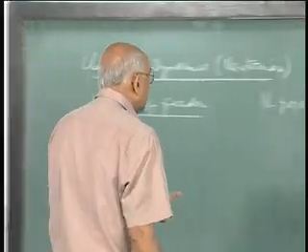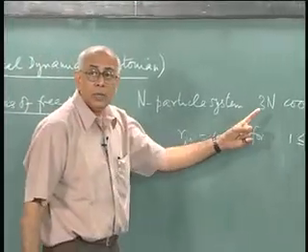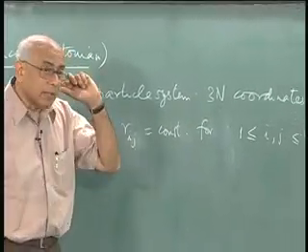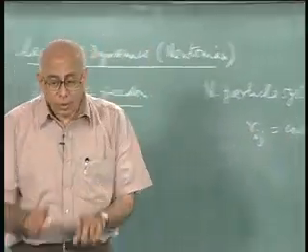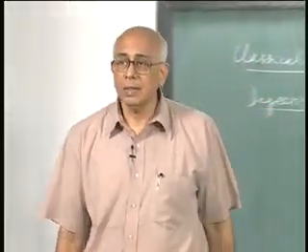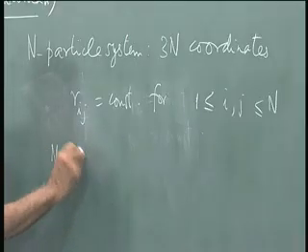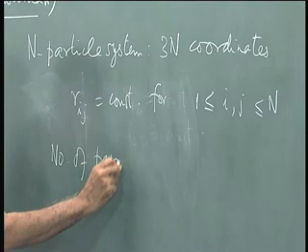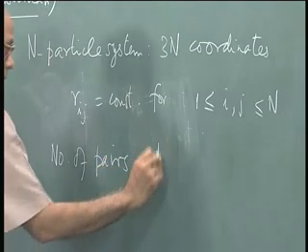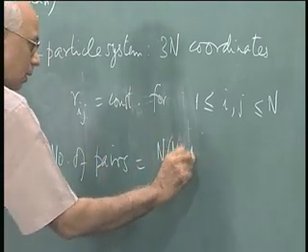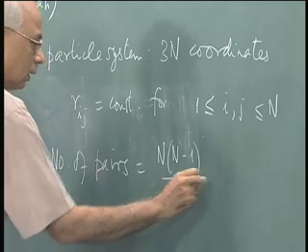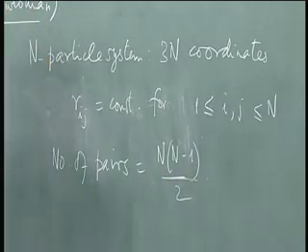Well, I have n particles and there are 3n coordinates, and how many constraints are there? I tell you that all the pairwise distances are constant. nC2 is the number of constraints, the number of pairs, equal to n times (n minus 1) over 2, and therefore how many independent degrees of freedom are there?